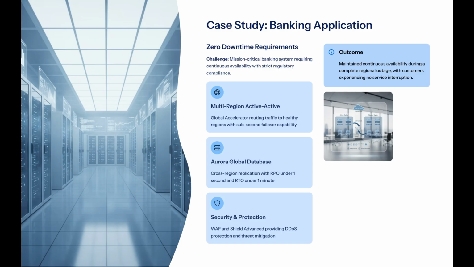Now, banking is different. Downtime isn't just lost money, it can break regulations. The design here uses multi-region active-active setup with AWS Global Accelerator, Aurora Global Database for near real-time replication, WAF, and Shield for advanced security. Even during a complete regional outage, customers saw zero disruption. This shows the interviewer you can design for business-critical industries.